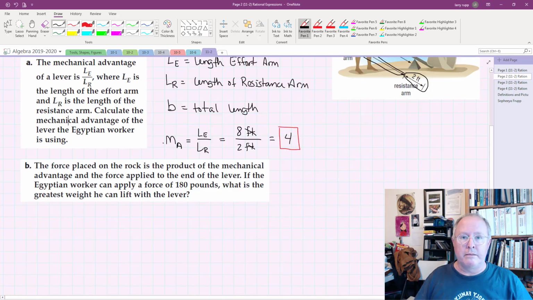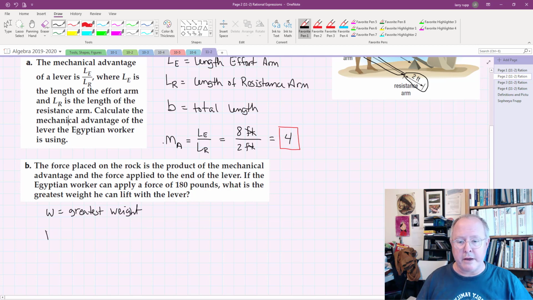All right, moving on to part B here. Part B says that the force placed on the rock is the product of the mechanical advantage and the force applied to the end of the lever, like we were just talking about. So if the Egyptian worker can apply a force of 180 pounds, what is the greatest weight he can lift with the lever? Let's go ahead. We'll let W equal the greatest weight, or just the weight.